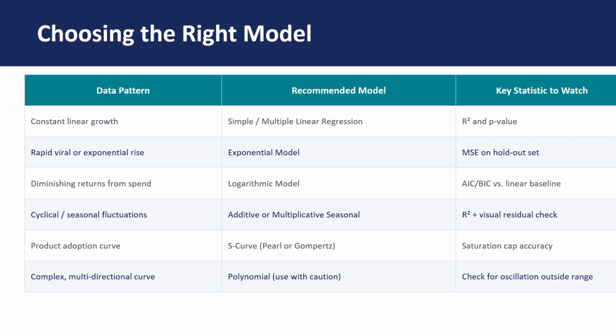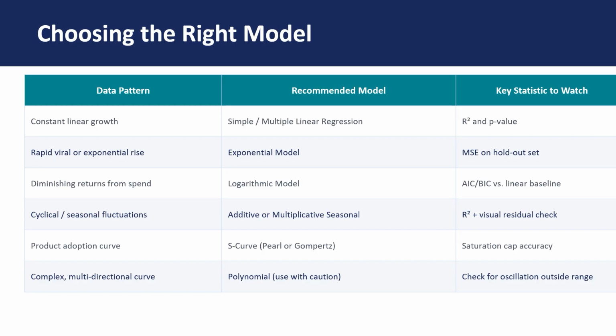If your data clearly rises and falls with the calendar, use an additive or multiplicative seasonal model. And always do the visual residual check. Pearl or Gompertz are designed exactly for you.